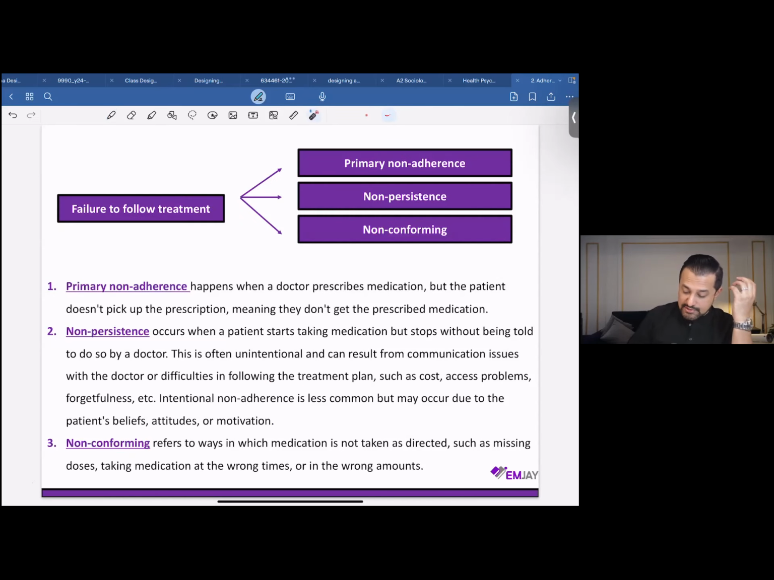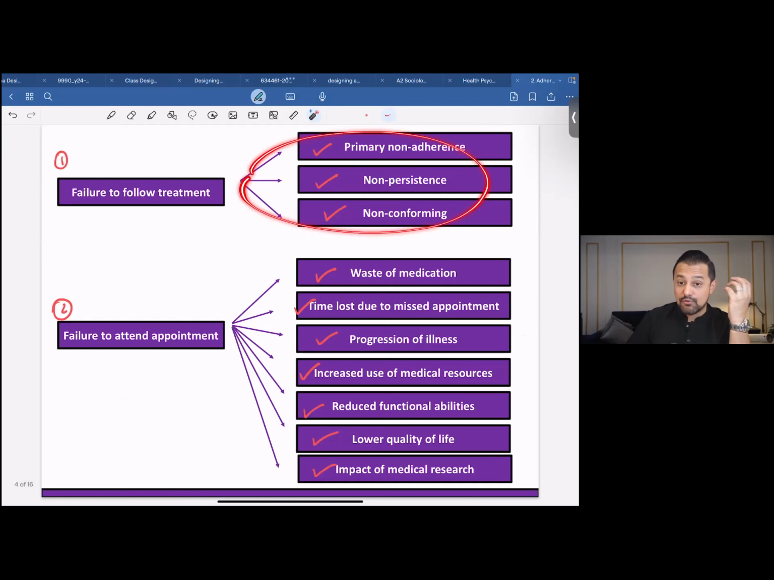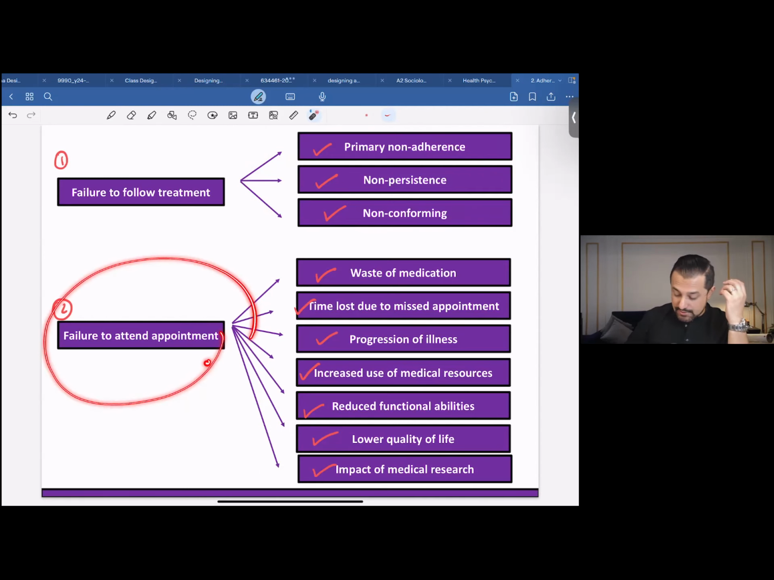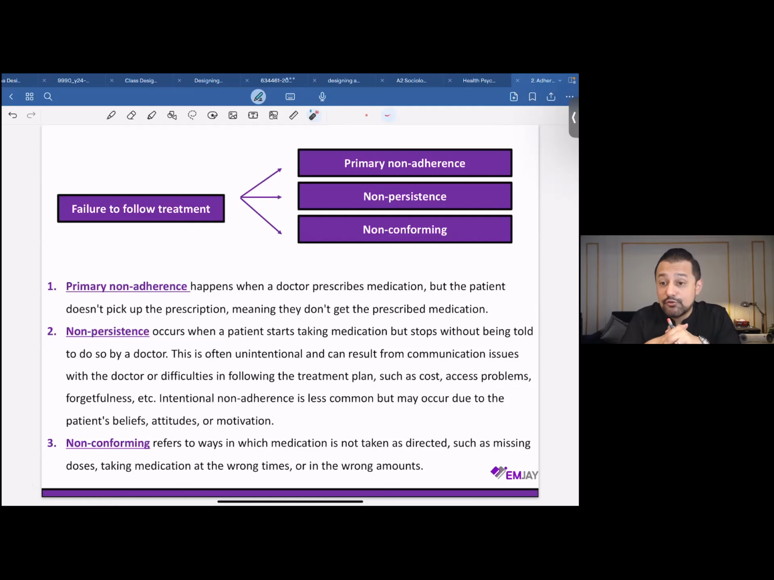Now, these three categories, I'd first want to discuss these three, and then we'd move on to discuss the latter part. So when we speak about failure to follow treatment, like I said, we'd initially discuss what primary non-adherence is. As we use the term primary non-adherence, this happens when a doctor prescribes a medication, but the patient doesn't even bother to pick up that prescription, meaning they do not get the prescribed medication, which would eventually mean if you're not collecting your medicine, you're not consuming it. If you're not consuming it, you might not get better.